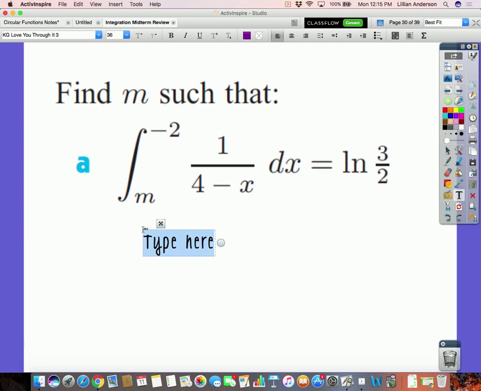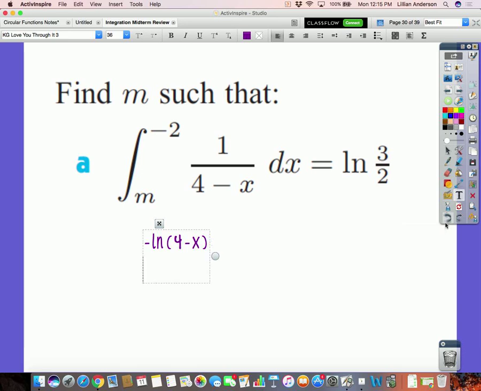What is the antiderivative? You guys should have it by now. You said the ln of 4 minus x? Close, not quite. You're missing something. Not a 1. It's a -1. Remember, it's 1/a ln of the linear factor. A is that -1 that's in front of that x. So you have negative ln 4 minus x. That's your antiderivative. Now you have to evaluate that from -2 to m.